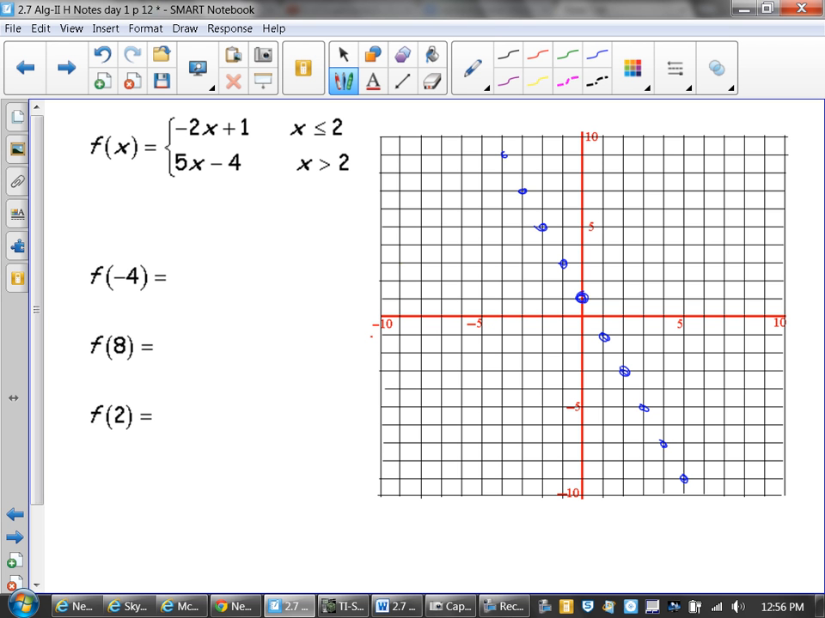I go back and I read the domain. The domain tells me that I have to be everything less than or equal to 2. So in this case here, I go to where x is equal to 2. And it's less than or equal, so that means that's going to be a solid dot. And I'm going for numbers that are smaller than that, so that means I'm going to the left. And I erase those other ones. And that's the first part of the graph.